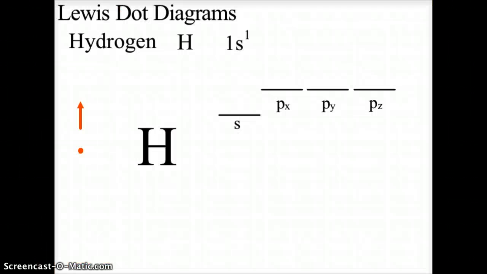So let's start with the most basic of the atoms, and that would be hydrogen. We know that the electron configuration for hydrogen is 1s1. So that means we have one arrow representing the electron in the s orbital, and that is a positive spin electron. And that tells us that we have one electron in hydrogen's Lewis dot diagram. So that's pretty basic. So let's move on.